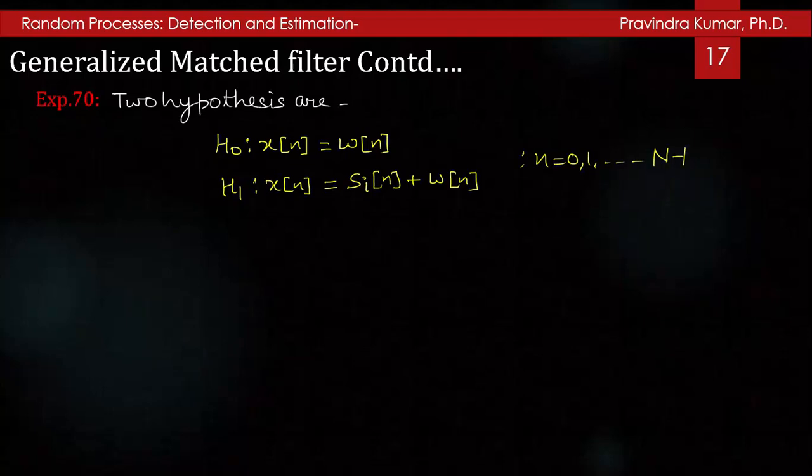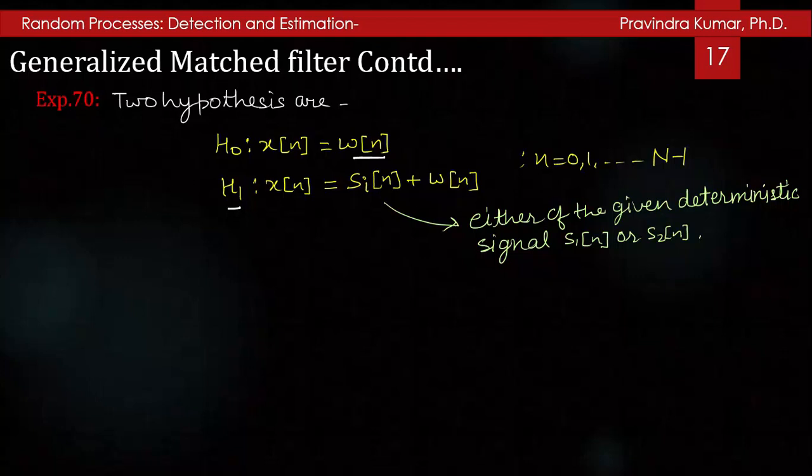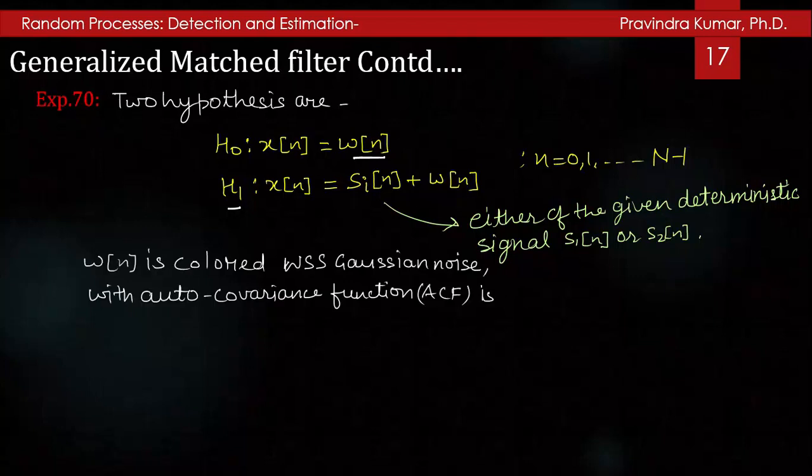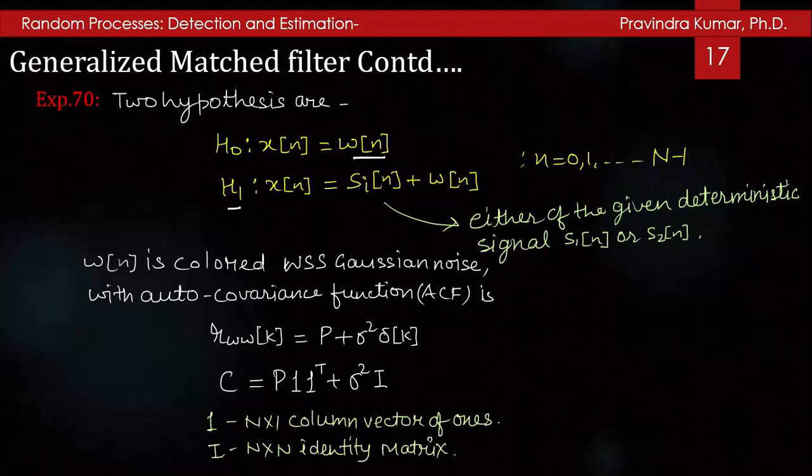You have to decide which one of the signals would give the better detection performance. The two hypotheses are: under hypothesis H0, X[n] is equal to omega[n], meaning only noise is present. Under hypothesis H1, X[n] is equal to Si[n] plus omega[n], where Si[n] is either of the given deterministic signals S1[n] or S2[n], and omega[n] is the colored wide sense stationary Gaussian noise with autocorrelation function P plus sigma square delta k, or covariance matrix C equal to P 1 1 transpose plus sigma square I, where 1 denotes the N by 1 column vector of ones, and I is the N by N identity matrix.